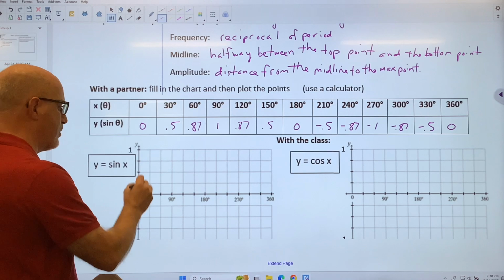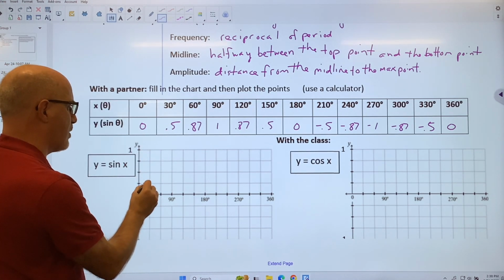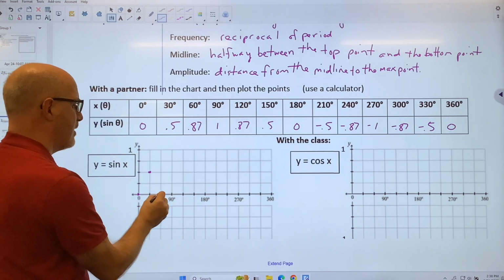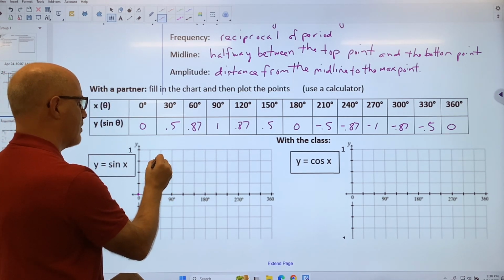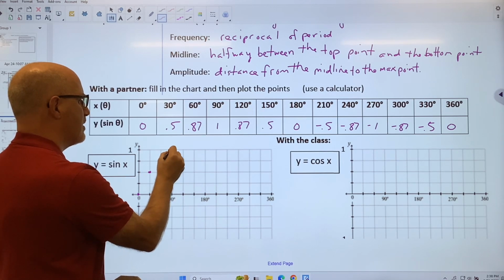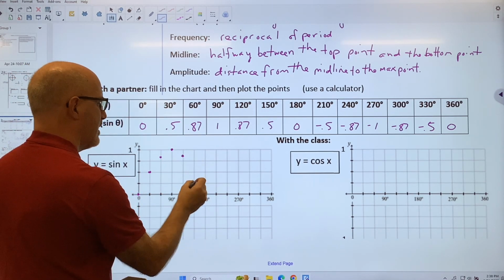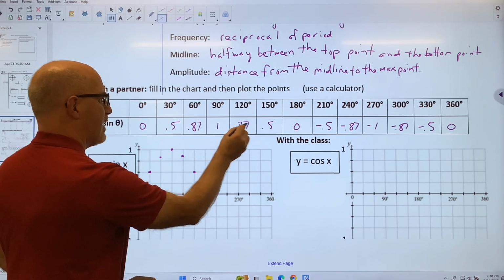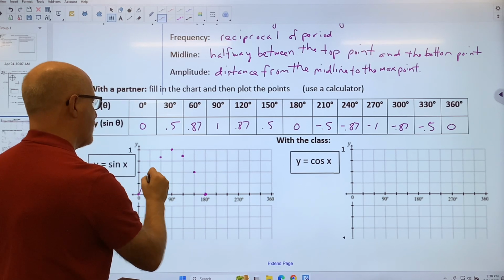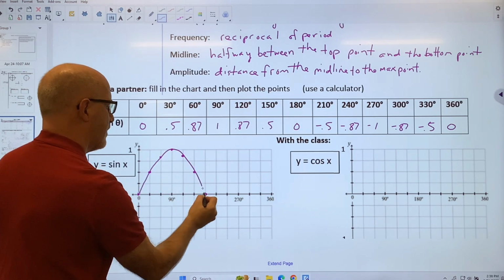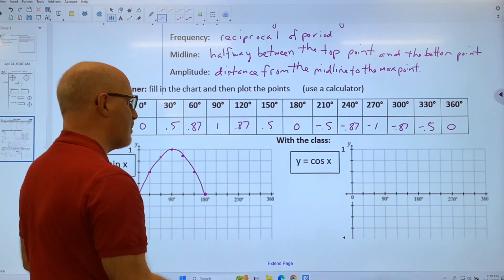So if I plot 0, 0, I start here for sine. I go to 30 degrees, go up to 0.5. For 60 degrees, I go up to 0.87, so right about there. 90 degrees up to the top, then 0.87, 0.5 again, and then back to 0. So notice that this first part looks like a curve that goes up and then peaks and then comes back down.